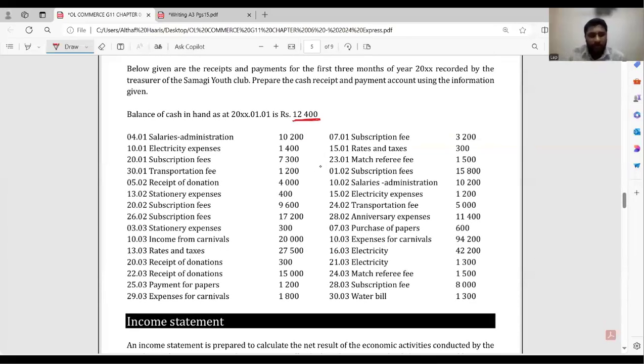So let's record it, people. I'll write receipt R, payment P. Receipt R, payment P.